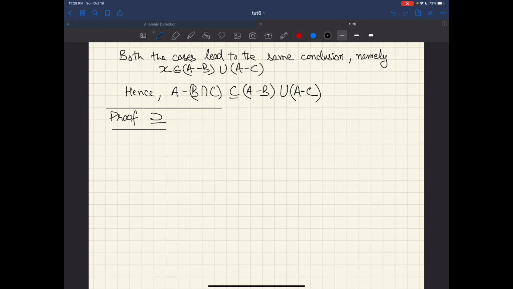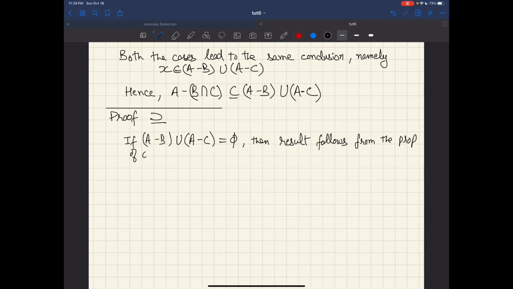Now to prove that the right-hand side is a subset of the left-hand side, we'll start again by saying if A minus B union A minus C is an empty set, the result follows from the property of phi. So we are going to assume that A minus B union A minus C is not empty. Therefore, let there be an element X which belongs to A minus B union A minus C.